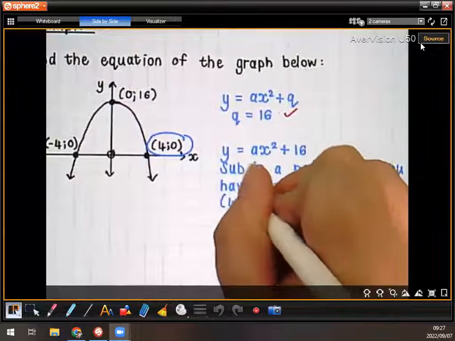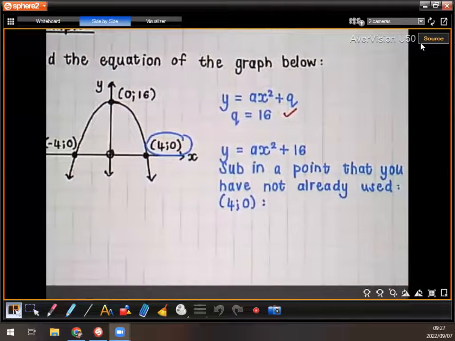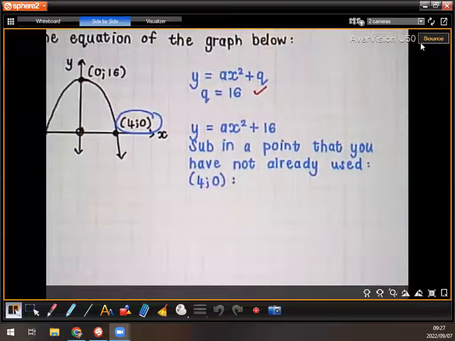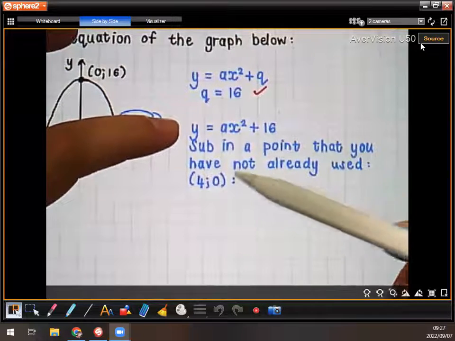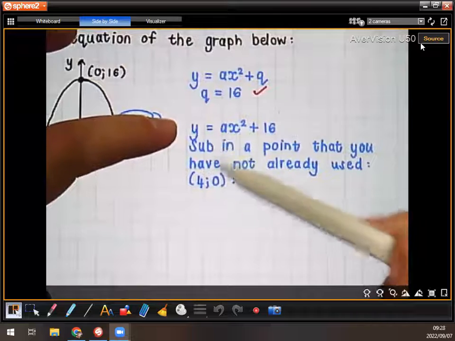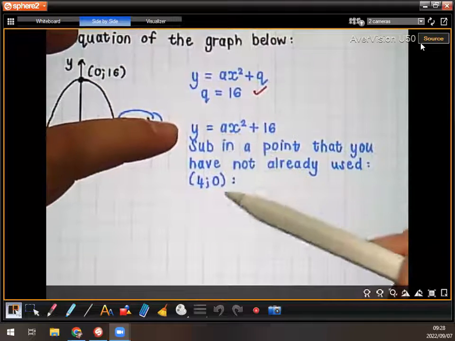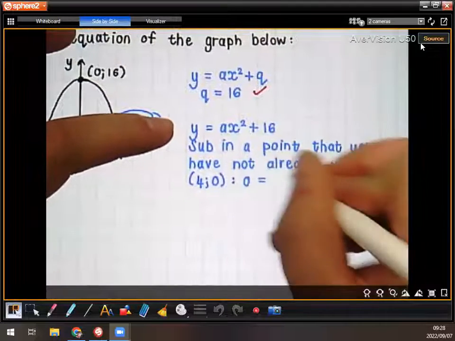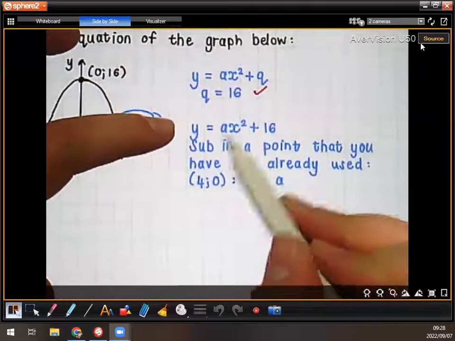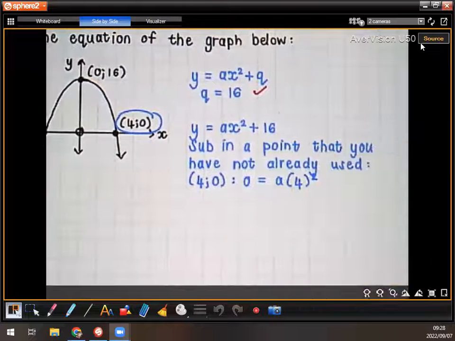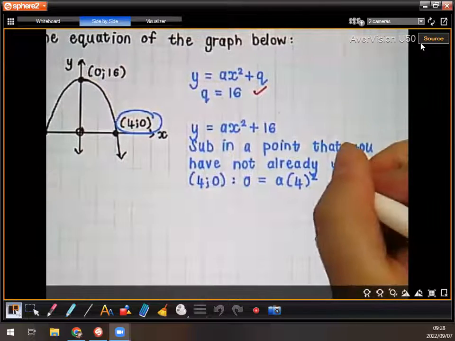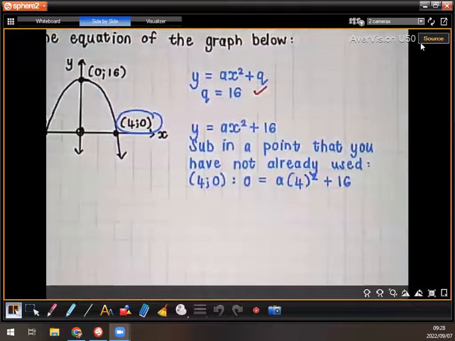So guys, what I want you to do, please, is to write the coordinates of the point that you are subbing in to show the marker what you're doing in case you're making a mistake somewhere, so that we at least know what your thought process was. So I'm subbing it into that equation. What is my y value here? It is 0. So I'm going to replace y with 0. So 0 equals a times x squared, and the x value of this point is 4, and then squared, right? So it's x squared, plus 16.